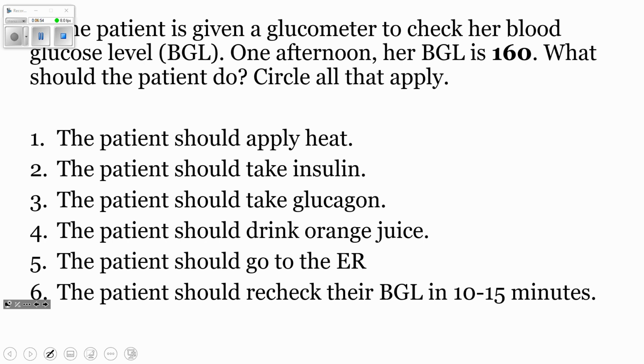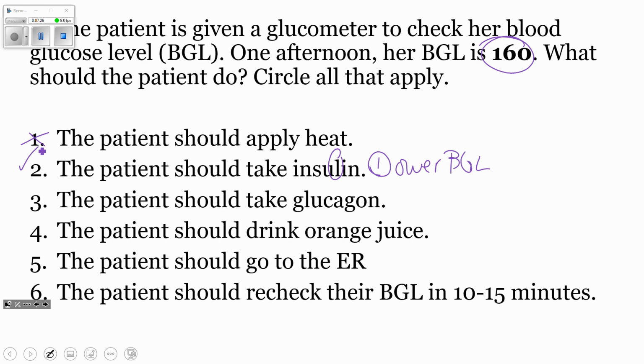Here, they're giving you a situation. It makes note that this person has a blood sugar level of 160. That is going to be elevated. Is it very elevated? No, but it's still above that 140, which is when someone starts to be considered pre-diabetic. So looking here, patient should apply heat. Heat's going to have no effect on your blood sugar level, so you can cross that one off. Next one says patient should take insulin. Remember, insulin is going to lower your blood glucose level. So that could be an answer choice.